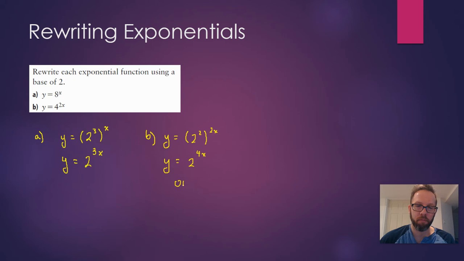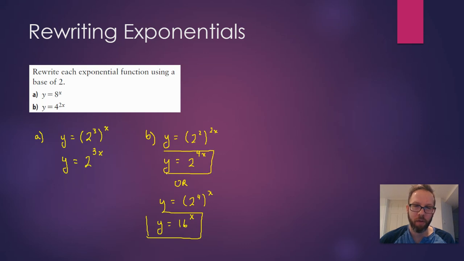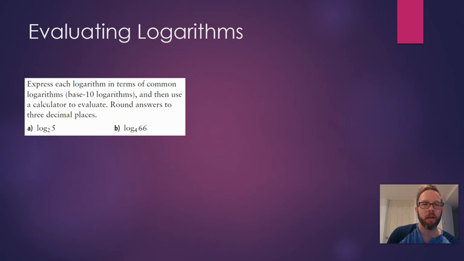Just for fun, I mentioned you can write exponential functions lots of ways. I could break that up in another way. I could write that as 2 to the power of 4 all to the power of x, which is equal to 16 to the power of x. So 16 to the power of x, 2 to the power of 4x, 4 to the power of 2x. Those are all the same function. So once in a while, we might need to rewrite an exponential function in some other base.